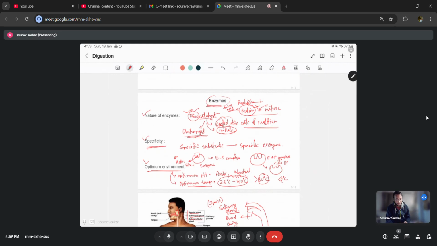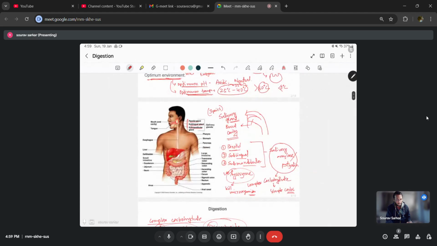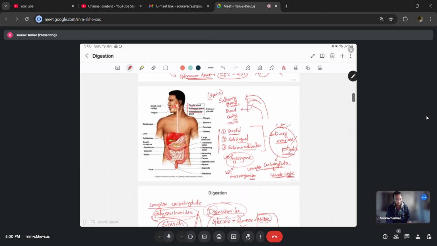So specificity: for a specific substrate there is a specific enzyme. Each enzyme requires an optimum environment, a specific optimum pH, we already got those ideas. Just like trypsin requires alkaline pH, while pepsin requires acidic pH. Then optimum temperature. Then we learned about the parotid, sublingual and submandibular glands, the salivary glands releasing salivary amylase or ptyalin, breaking down complex carbohydrate into simpler ones.